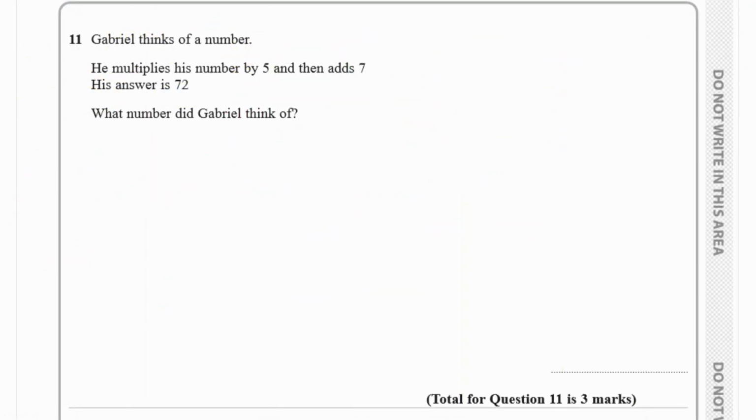Question 11. Gabriel thinks of a number. He multiplies his number by 5 and then adds 7. His answer is 72. What number did Gabriel think of? So we know that Gabriel thinks of a number and then multiplies it by 5 and then adds 7 to get an answer of 72.